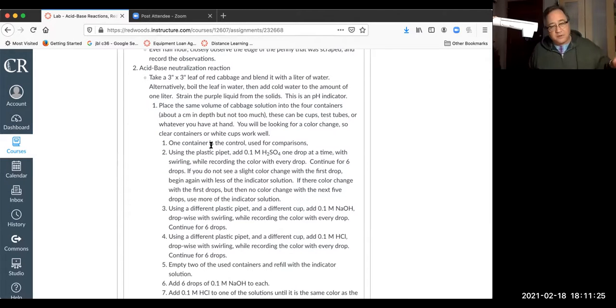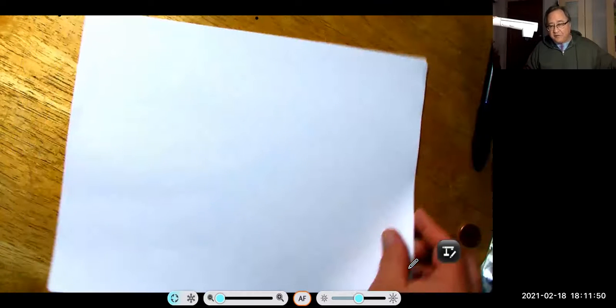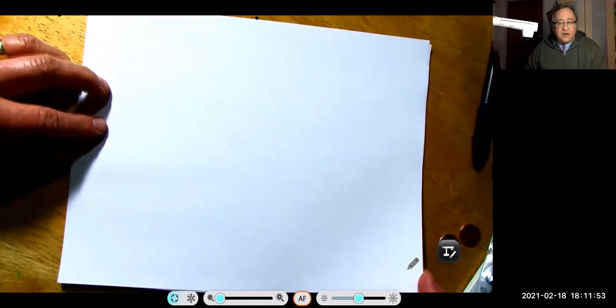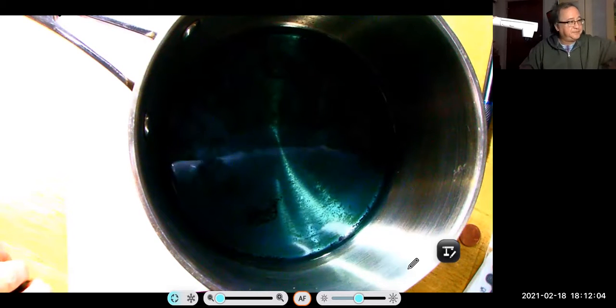Let me show you what the cabbage looks like after you've boiled it in water. So I'm going to change my share. Okay, so here's my pH indicator. It's the cabbage juice after I've boiled it. And I only boiled it for about a minute, and then I added some water to cool it down. So it should look like a bluish color.